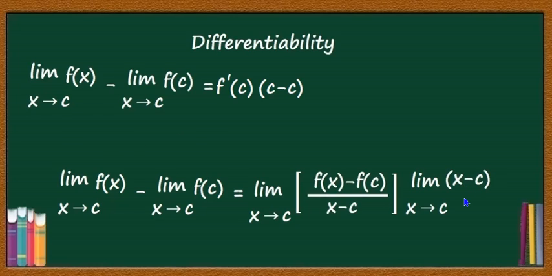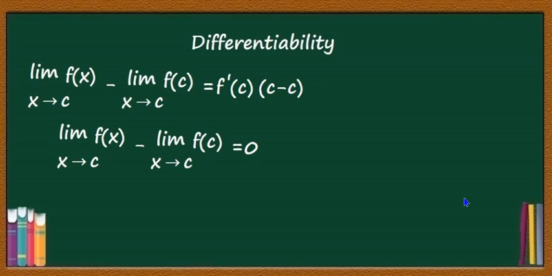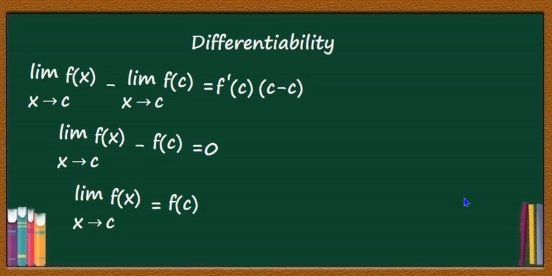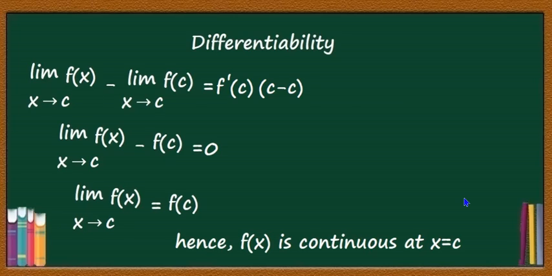And the next step is limit x tends to c f of x minus limit x tends to c f of c is equal to 0. What is limit x tends to c f of c? That is equal to f of c. So limit x tends to c f of x minus f of c is equal to 0, or limit x tends to c f of x is equal to f of c, and hence f of x is continuous at x equal to c.